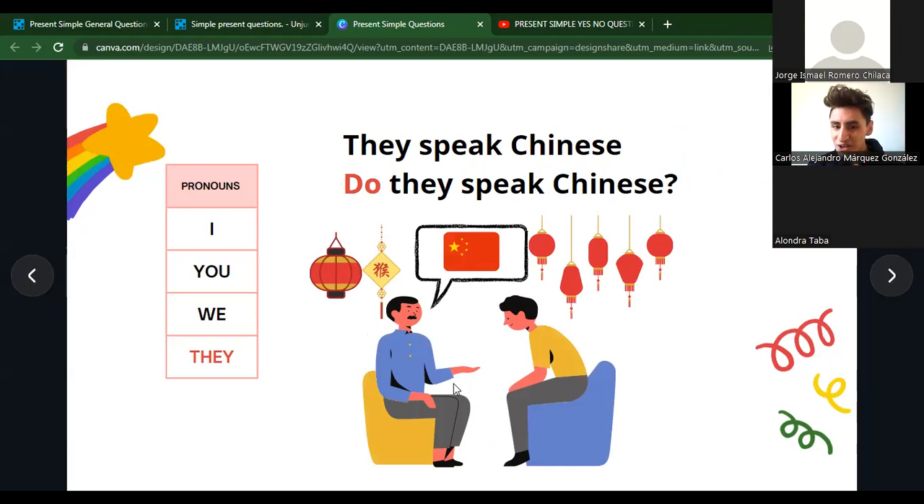Well, according to this picture, we notice that in this tile block, we have China's flag, okay? So I can intuit that they speak Chinese, and also because of the ornaments, okay? So I consider they do speak Chinese. Do they speak Chinese? Yes, they do. And if they don't speak Chinese, we have to answer, no, they don't. They don't speak Chinese, okay?